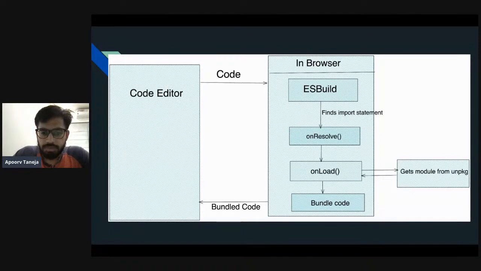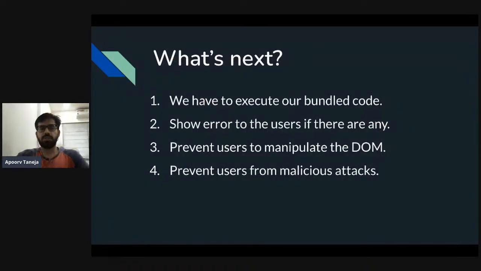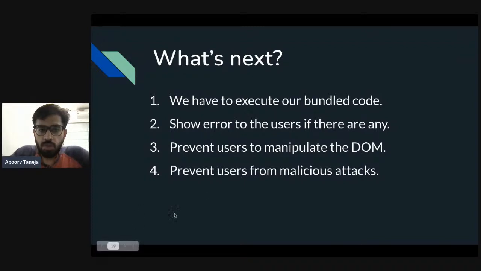But now the main thing which comes next is, how do we execute it? Where do we show the result? Now we got the bundled code with us, but we have to do something with it. We have to show the user what is happening in the code. Suppose the user has code which says console.log, we have to actually implement that. We just have bundled code, we are not executing it anywhere, right? So the next thing we'll be looking at is how to execute the bundled code which we got from esbuild.